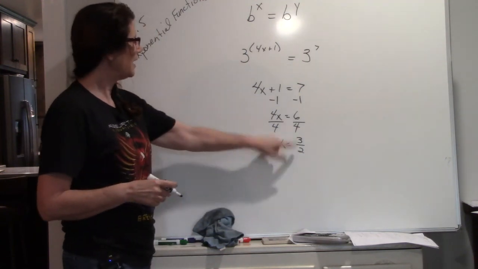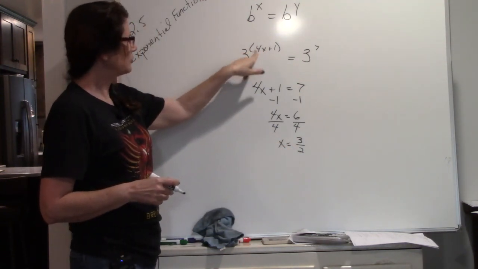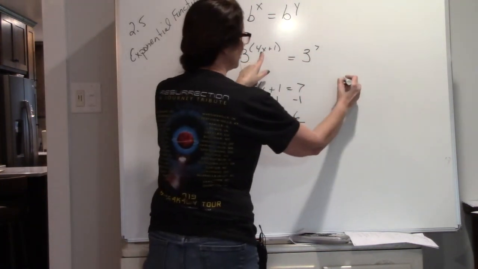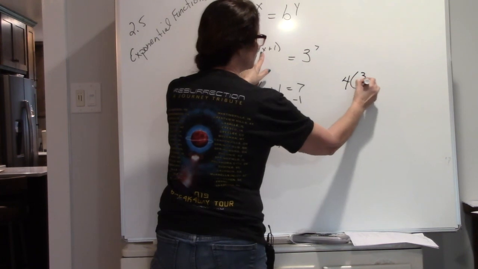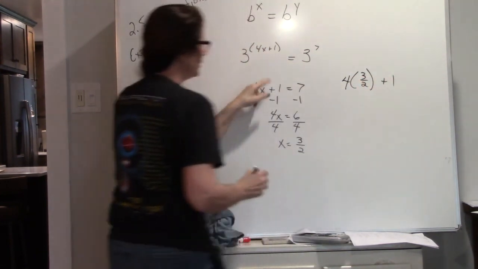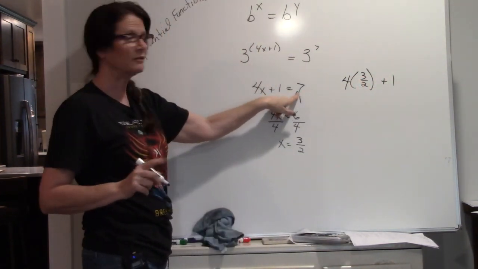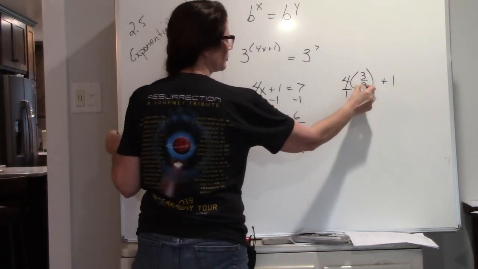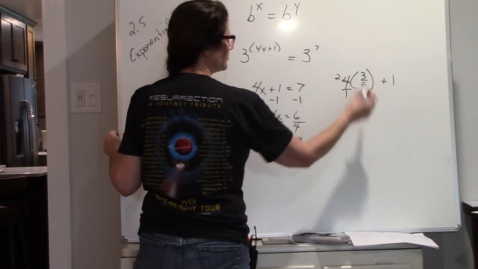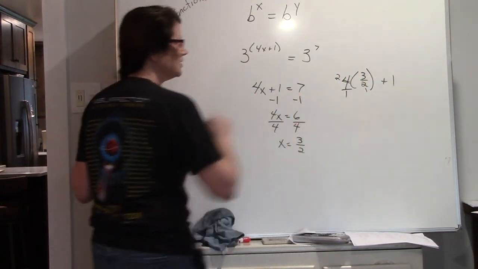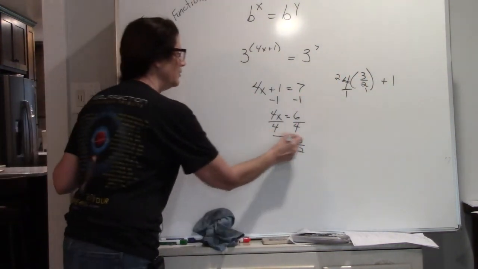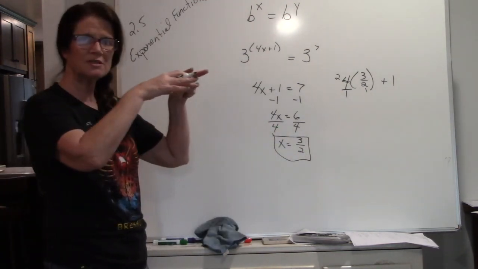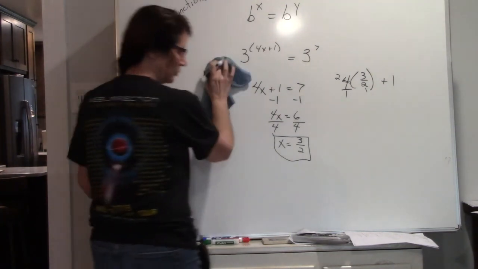So what this says is if I plug 3 halves in here, I'm going to have it equal 7. So 4 times 3 halves plus 1, does that equal 7? That's what I'm trying to find out. This is how you deal with fractions. I'm going to cross cancel. So 2 times 3 is 6. 6 plus 1 does give me 7, so I know that this is the correct answer. Okay, so bases are the same. You just set your exponents equal to each other.